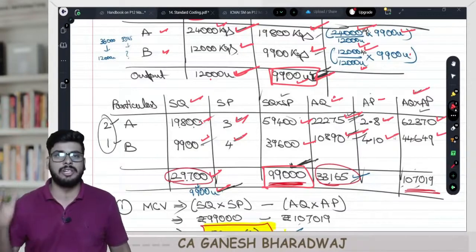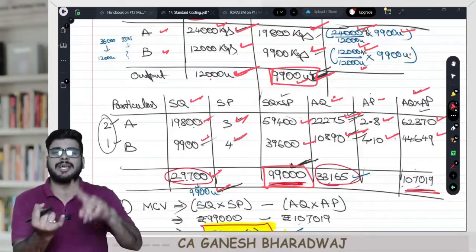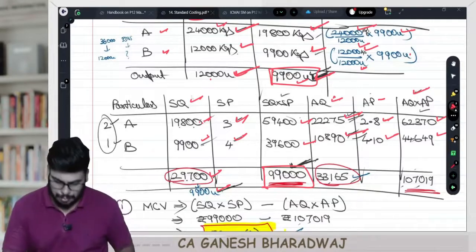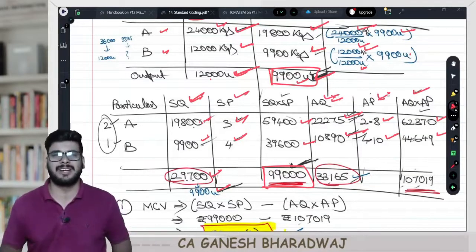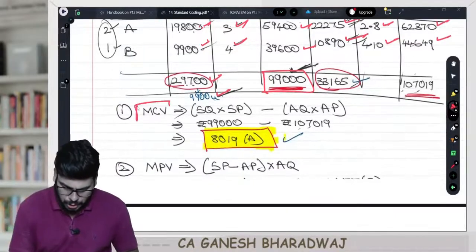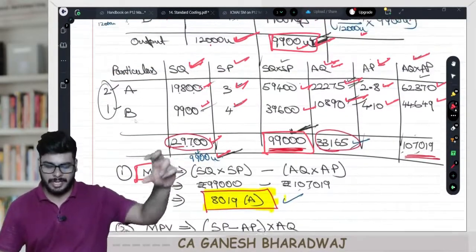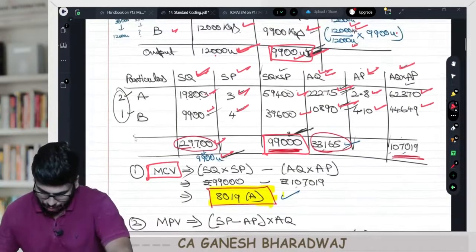Now we have got all the ingredients basically for calculation of the variance. What do you need? You need the standard quantity, standard price, actual quantity, actual price. Now raw material wise, we have all the breakup. Right now it's just a matter of substituting the figures and arriving at the answer. Now first, guys, what is the total material cost variance? Standard quantity into standard price minus actual quantity into actual price. Basically, we have already done this.